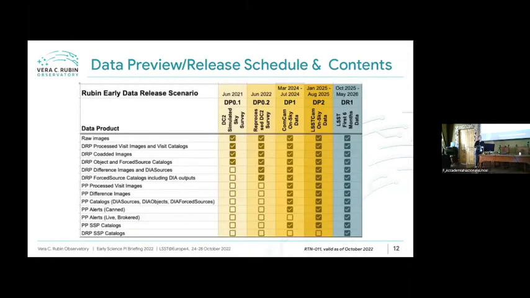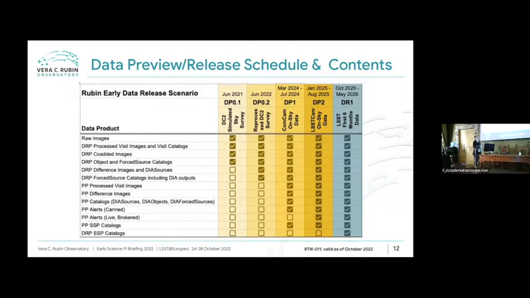This just gives you a high-level view of the data release and preview schedule. You can see data preview 0 here, 0.1 and 0.2. These are in progress already. So for DP 0.1 and DP 0.2, they are based upon the DESC DC2 simulated data set.